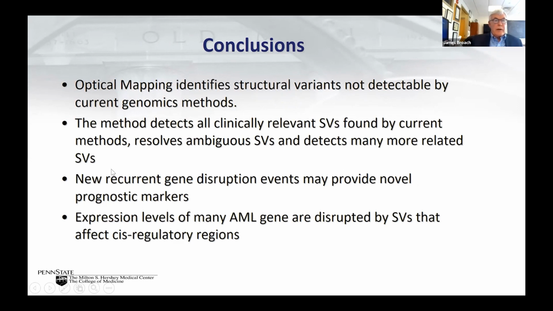We also note from our study that these recurrent gene disruptions may provide novel prognostic markers, and the expression levels of many AML genes are disrupted by structural variants that likely affect cis regulatory regions and would not necessarily be picked up by genomic sequencing that focused on exomes.